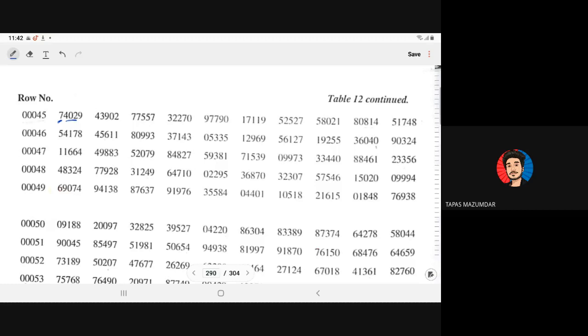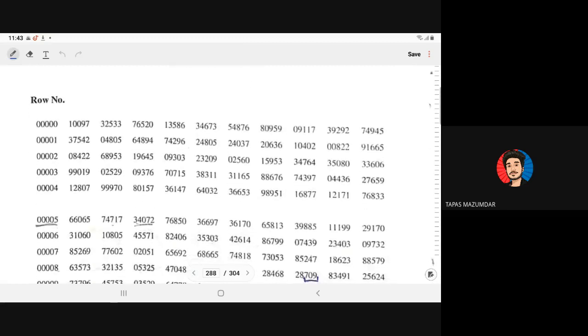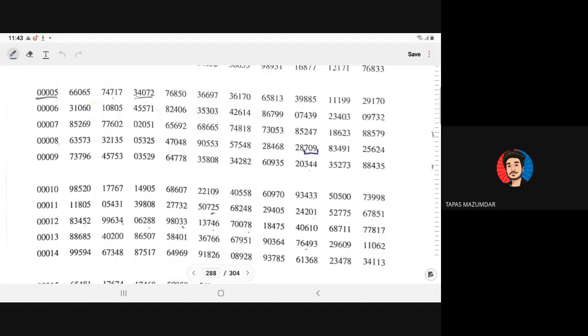So in whatever question we are discussing, we are taking the random number for the booking from page A58. Just note it down. We are taking the random number from A58 and row number 11. So this is row number 11.